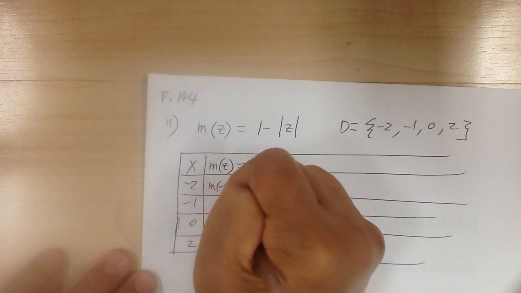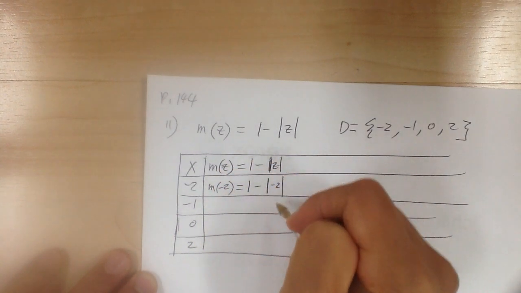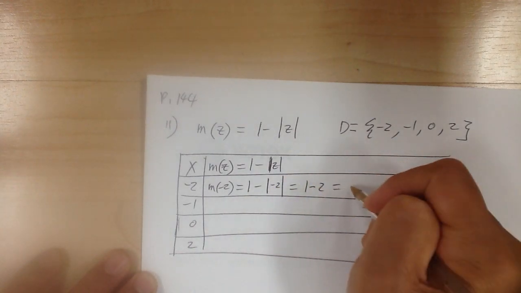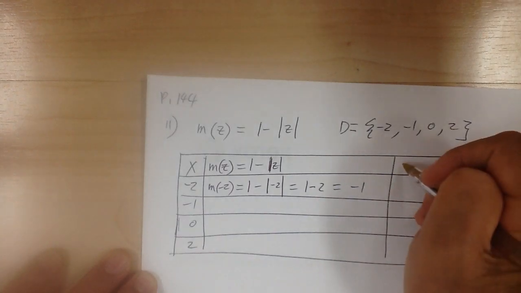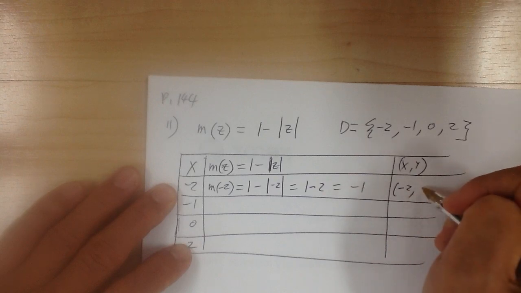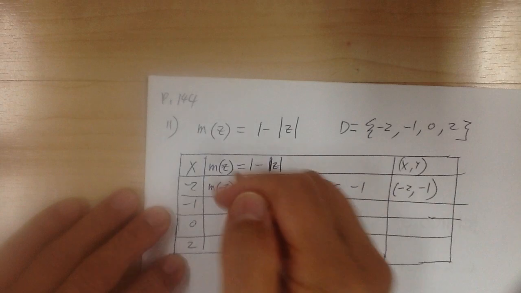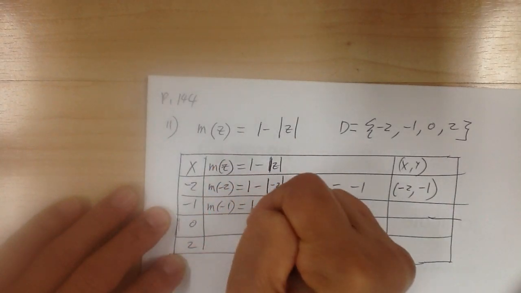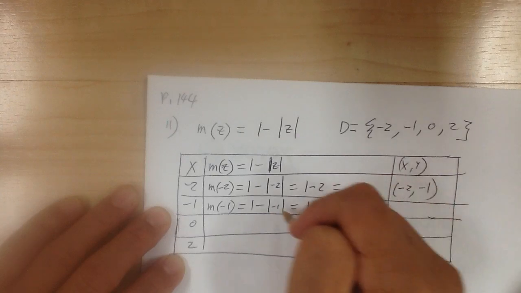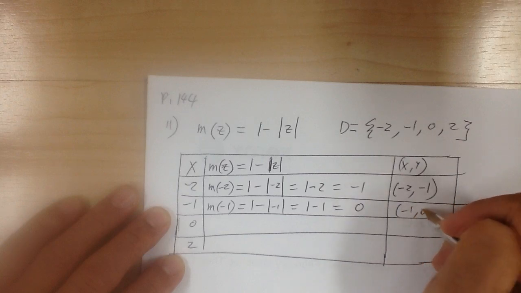Okay, so m of -2 will equal to 1 minus absolute value of -2, and this will equal to 1 minus, absolute value means positive, so 2, this will equal to -1. Okay, and so here's your x, y, so you're going to get -2 comma -1. Okay, so m of -1 will equal to 1 minus absolute value of -1, so it will be equal to 1 minus 1, my absolute value is positive. So this will give you 0, so -1 comma 0.